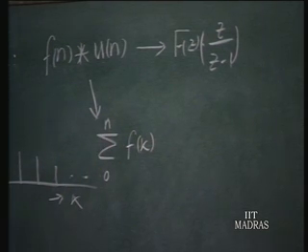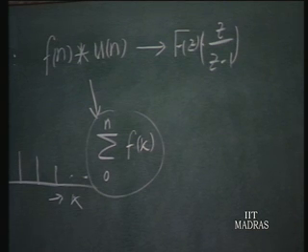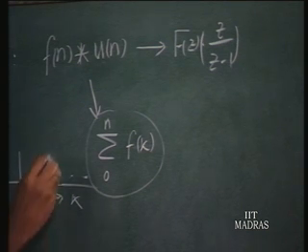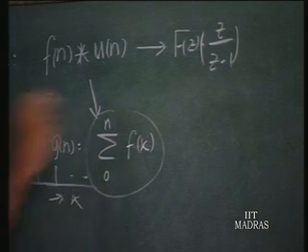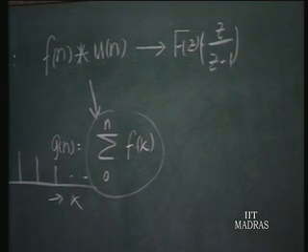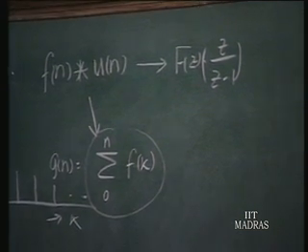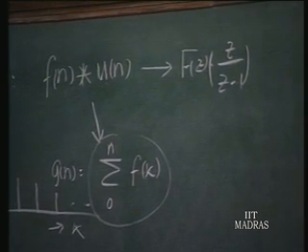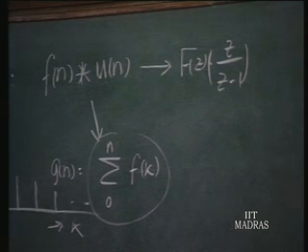So if f(n) has the Z transform F(z), then the sum from 0 to n of f(k) will be equal to F(z) times z upon z minus 1. Suppose you have a g(n) defined in this manner as the sum from 0 to n of f(k), that will have the Z transform F(z) times z upon z minus 1. This result is similar to what we had in the continuous time system, where the convolution of the unit step with a function f(t) is equivalent to the integration of f(t) from 0 to t. That is something we have already discussed.